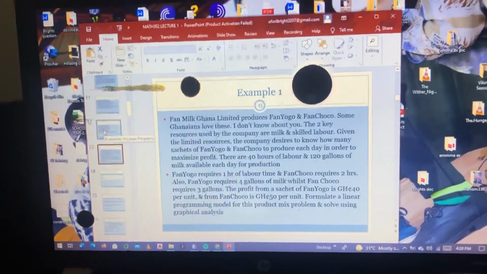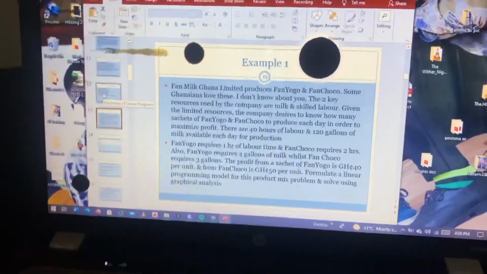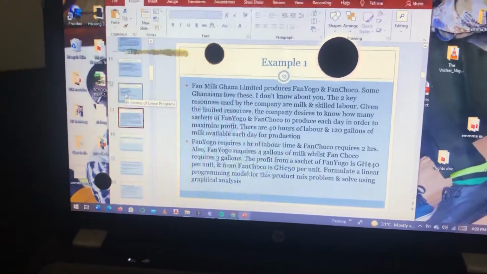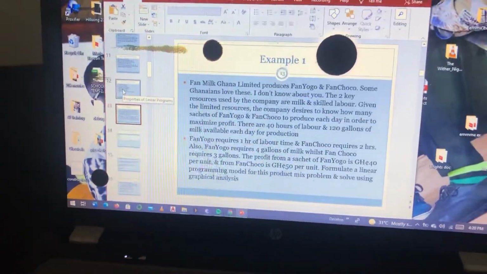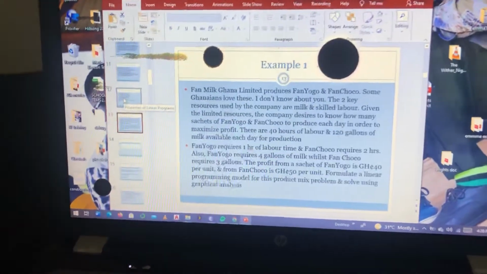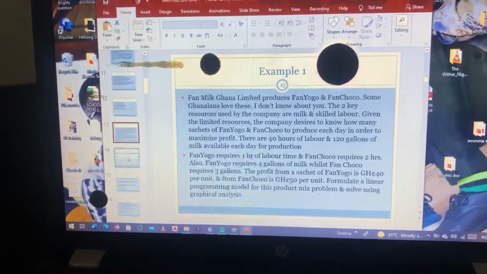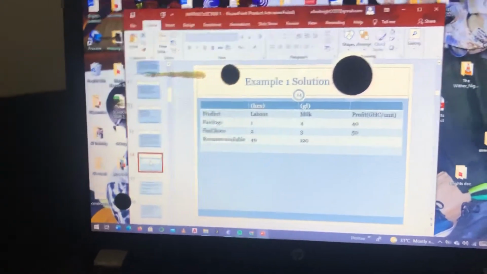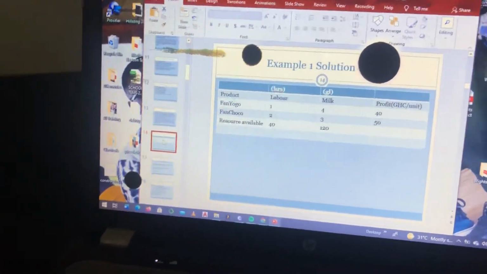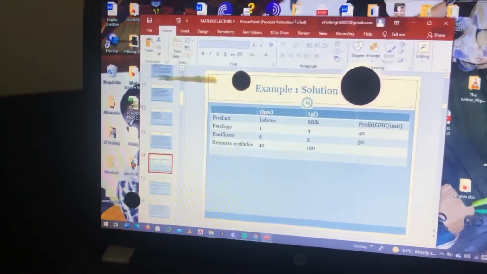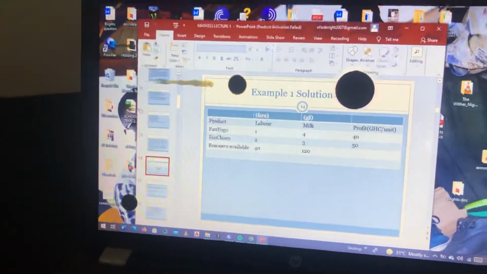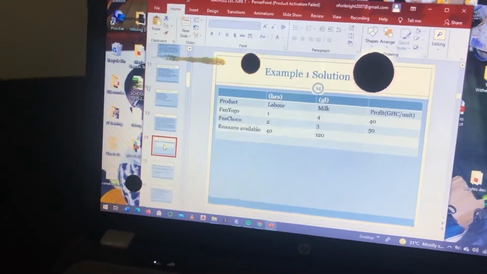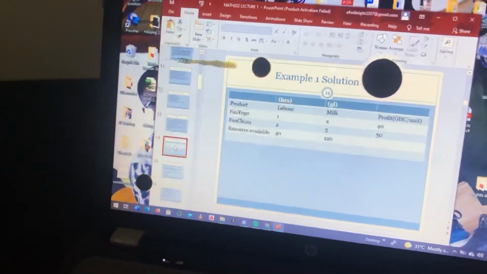Okay, so when you get this type of question, you should come out with a table. The first step that you should do is what? Come out with a table, and then you will take it from there. So this is my table that I've come out with. The first one is product, and from the question, the product that we have is Fan Yugo and then Fan Chuku. And then the labor, that is the hours of labor used for Fan Yugo is 1 hour, and then Fan Chuku is 2 hours.